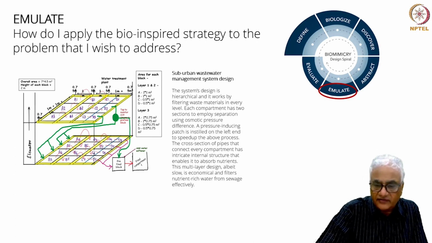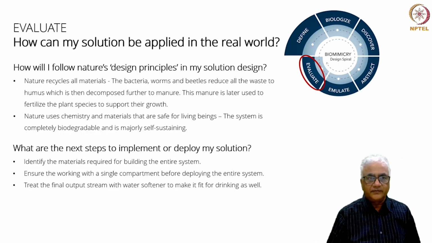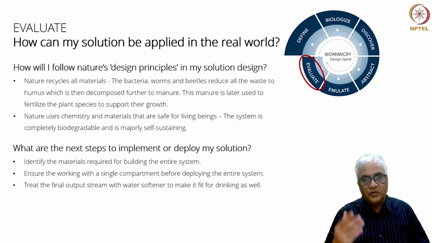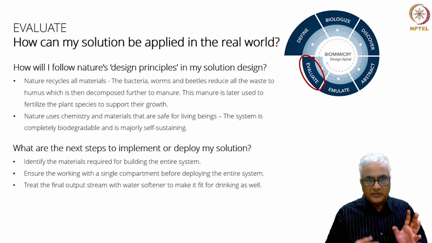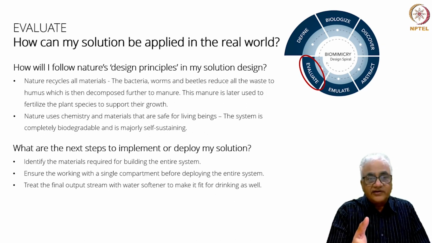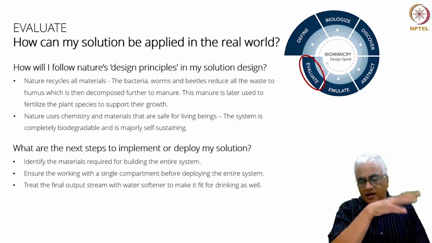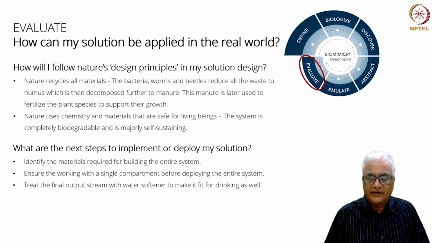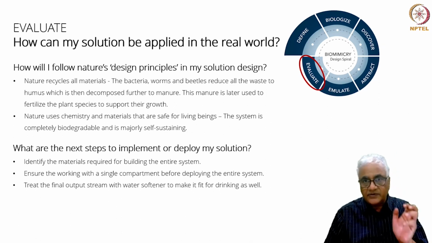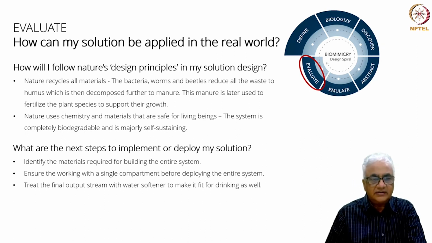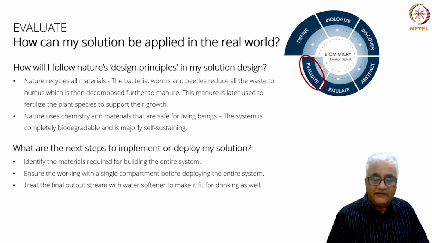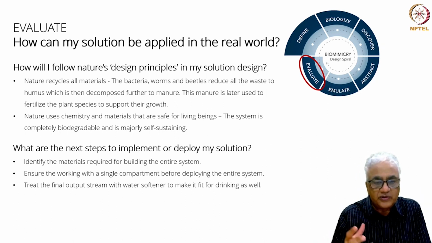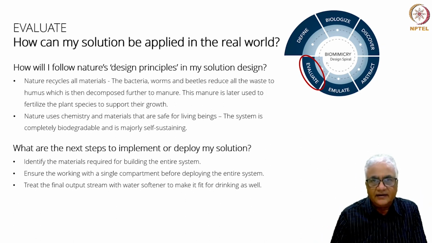And from her idea of a system, she's gone on to evaluate. How can my solution be applied in the real world? How will I follow nature's design principles? So she's saying nature recycles all materials, so she's followed that principle. Nature uses chemistry and materials that are safe for living beings. In her design, she is not using anything toxic or unsafe. So what are the next steps that she wants to do? Identify materials required, ensure the working of a single compartment before deploying the entire system. It's a very clever way of doing it. And treat the final output stream with a water softener to make it fit for drinking. So water softener, I'm sure, is going to be non-toxic.